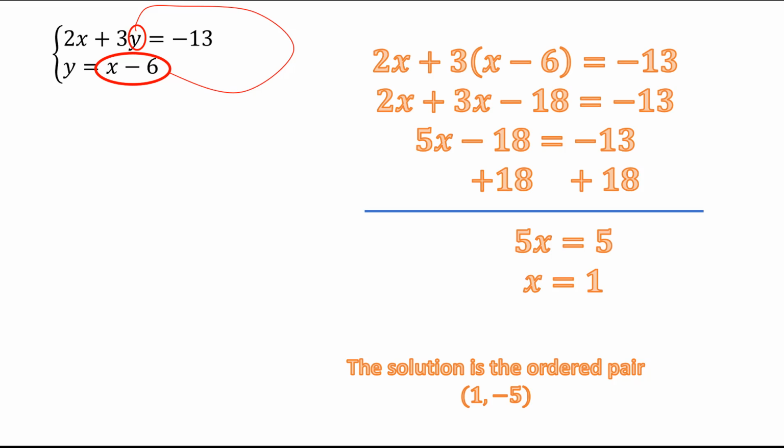So if x equals 1, I can take that amount and plug it back into the second equation for x and see what I get for y. So y equals 1 minus 6, which is equal to negative 5. So the solution is the ordered pair 1, negative 5, because if you take those values and put them into both equations, it will work for both equations. It makes both equations true.